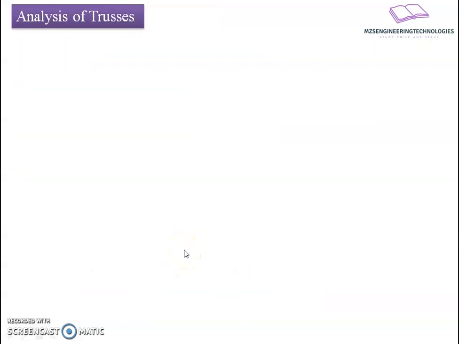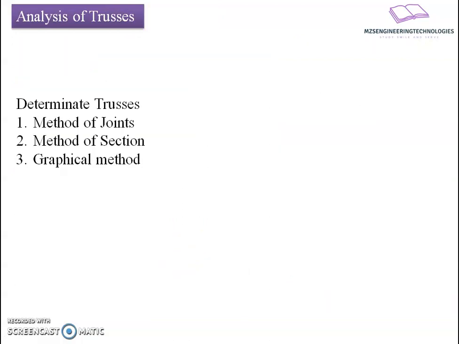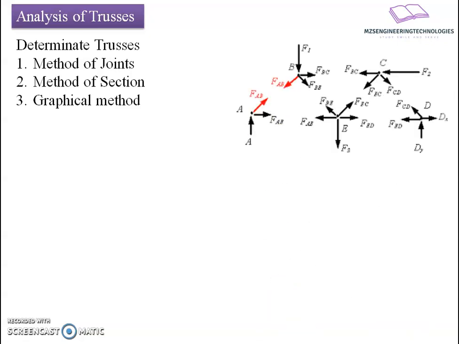Now let's move towards the analysis of trusses. Trusses can be classified as determinate and indeterminate. If I am going to talk about the analysis of determinate trusses, they are method of joints, method of sections, and graphical method. So in case of method of joints, what we are going to do is apply the equilibrium equations for analysis of the truss by joint method. For individual joints we are going to write the equilibrium equations, and from those equations we are going to find out the unknown forces in that particular member.